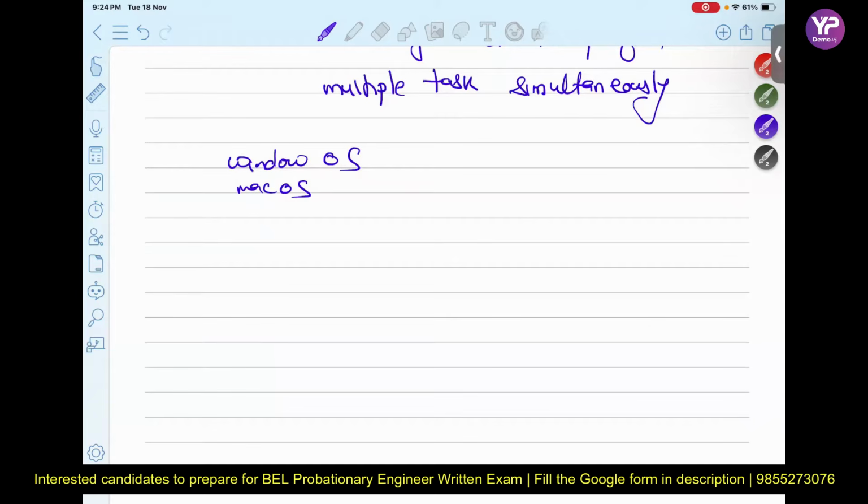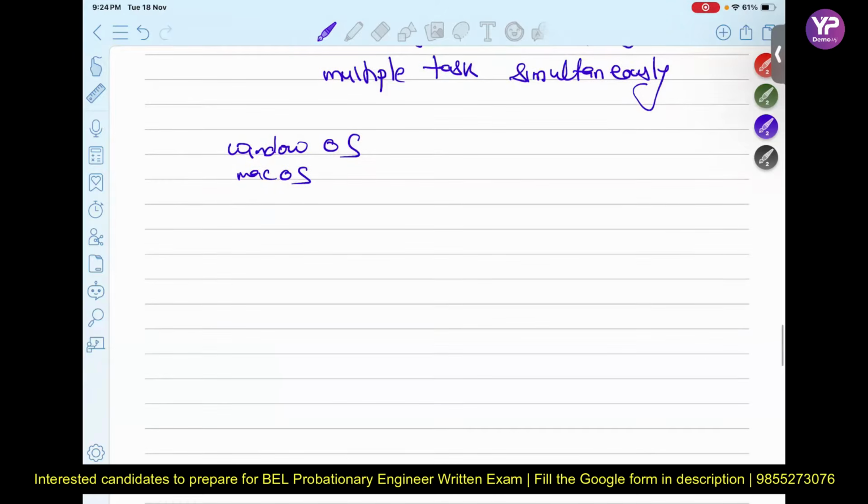So multiprogramming, multitasking is very important, and the next important thing is the real-time operating system. This is also very important. Can you just tell me what is a real-time operating system? That means the output will be guaranteed in a certain amount of time. Very good. Means they are a bit strict with time constraints.